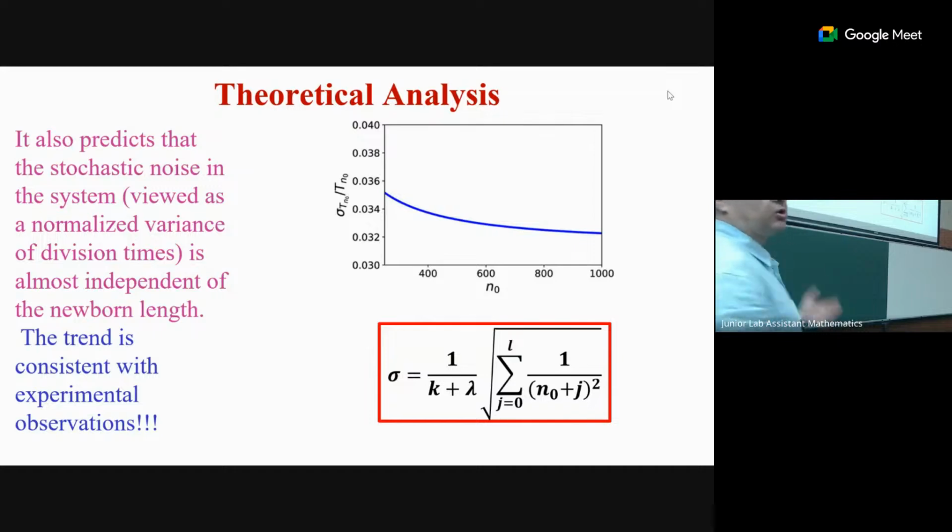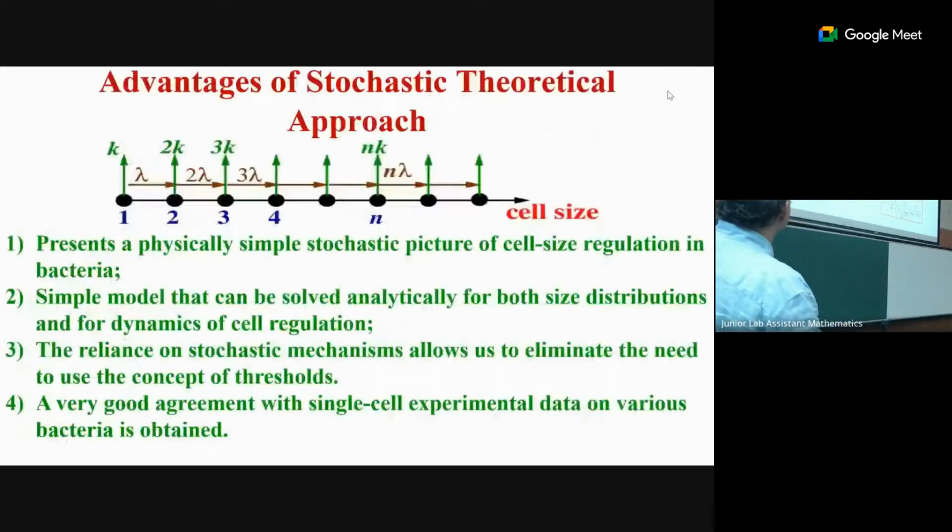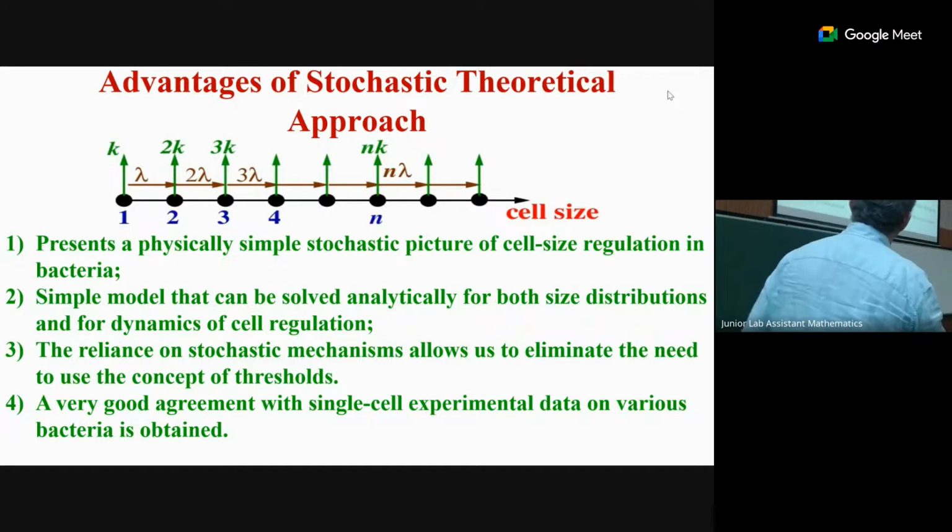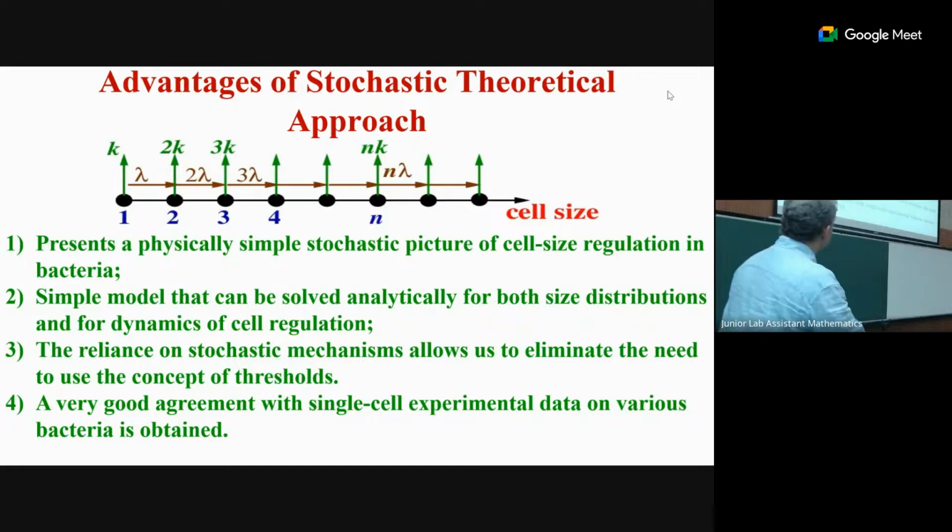You can calculate also all possible moments. You have a distribution of these division times, and it works reasonably well in comparison with experiments. So these are the advantages of the stochastic theoretical approach. I told you, I'm selling you this. Now it's a car. This is a really convenient method to explain things. It's a physically very simple picture, a simple model. You can solve it analytically, for both cell size distribution as well as temporal distributions.